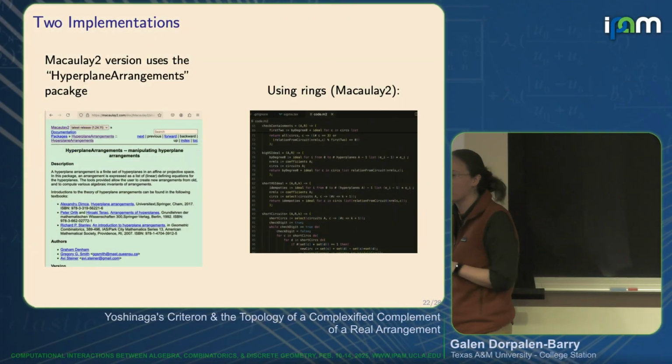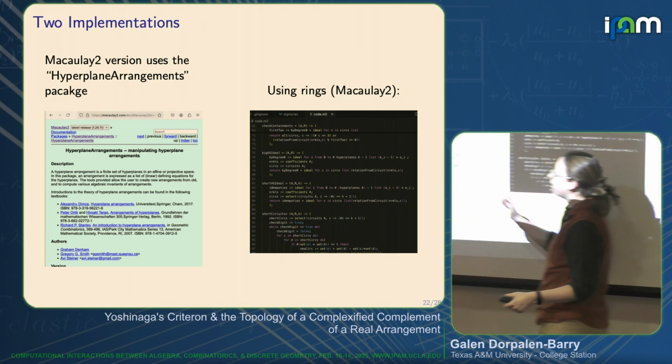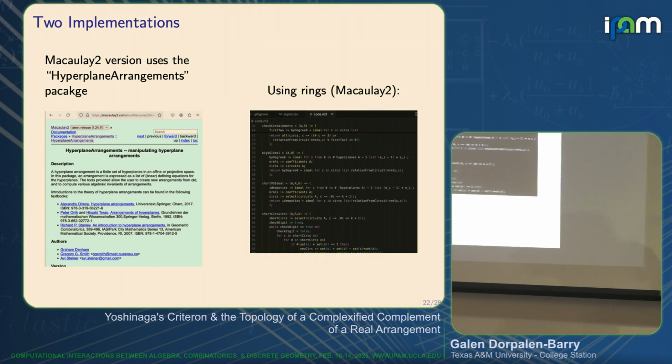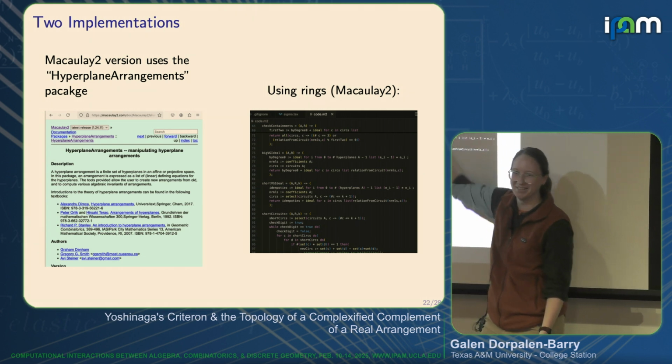Also, a quick shout out: there's a hyperplane arrangements package. I am not the author, but I used some of the stuff they wrote, and it was really helpful. They don't have the Varchenko-Gelfand ring, but it's not so hard to implement. That's it.